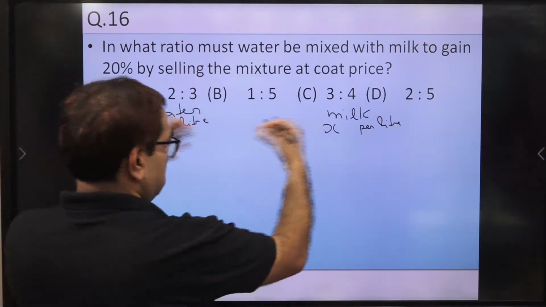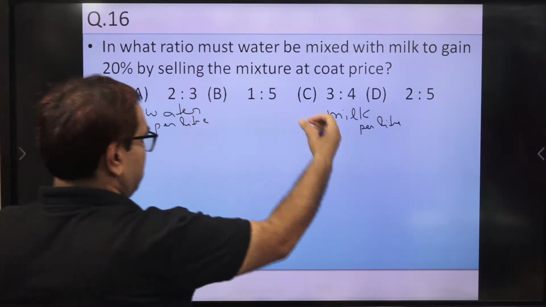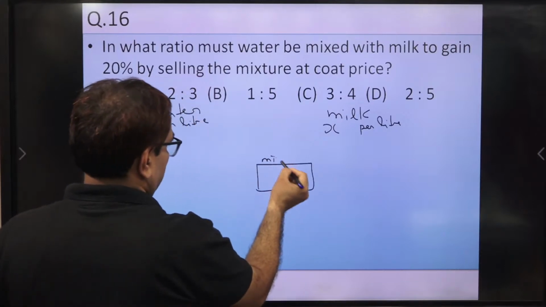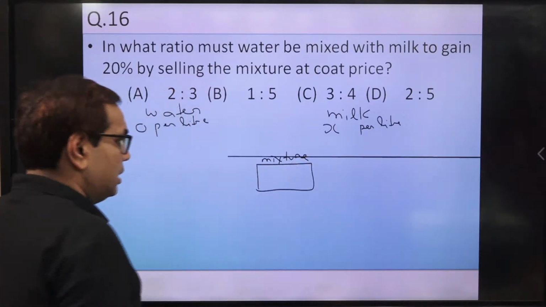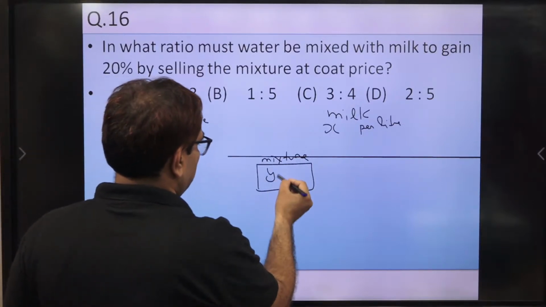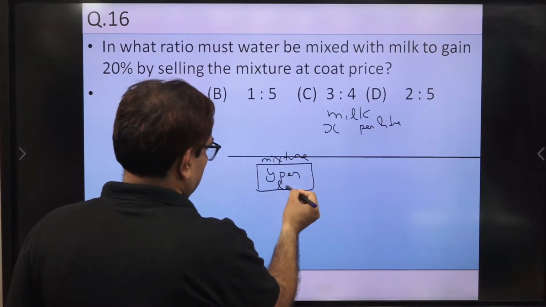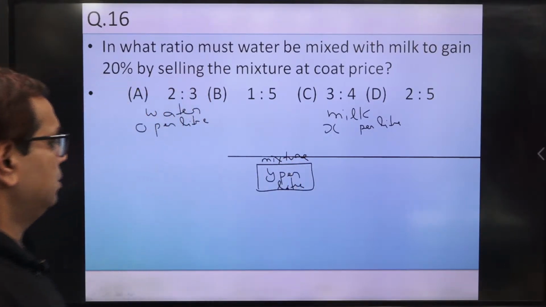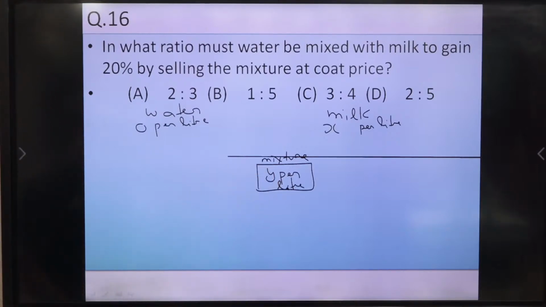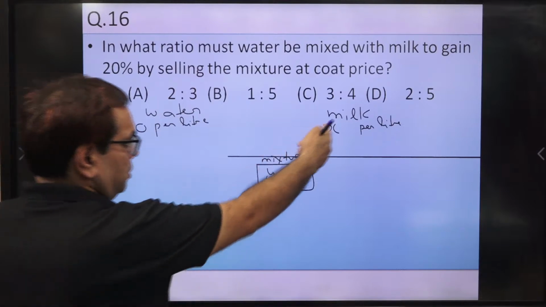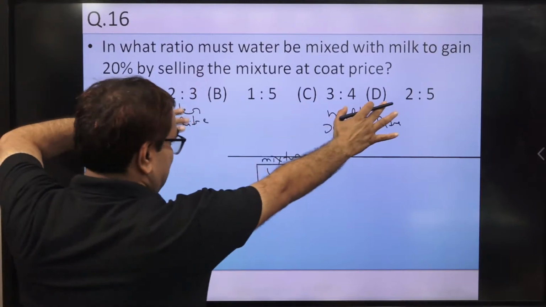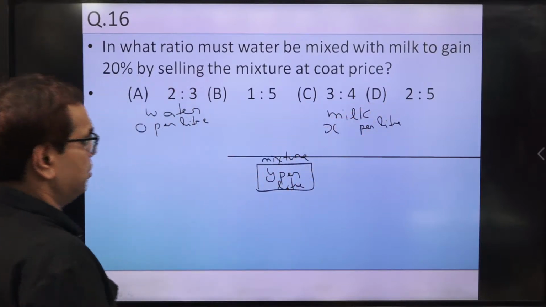Now we mix them in some ratio. We mix water and milk. So now we get a mixture. And suppose the worth price of this mixture is rupees Y per liter. This is the worth price of the mixture per liter. So what should be the ratio according to the alligation rule? We take this difference. Here is the cheaper price, the expensive price, and this is the mean price. We call it the mean price.